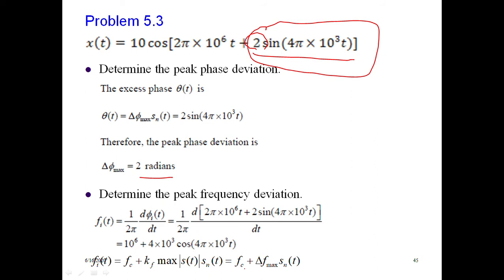We can find the peak frequency deviation when we find the instantaneous frequency, Fi. Fi is equivalent to Fc plus Kf max s(t) multiplied by s(t), or Fc plus delta F max times s(t). So we differentiate the phase, which is 2 pi times 10 to the power 10 t plus 2 sine 4 pi 10 to the power 3 t, and we get this. This is the Fc, and this is the maximum frequency deviation. This is the original message s(t), or normalized signal.